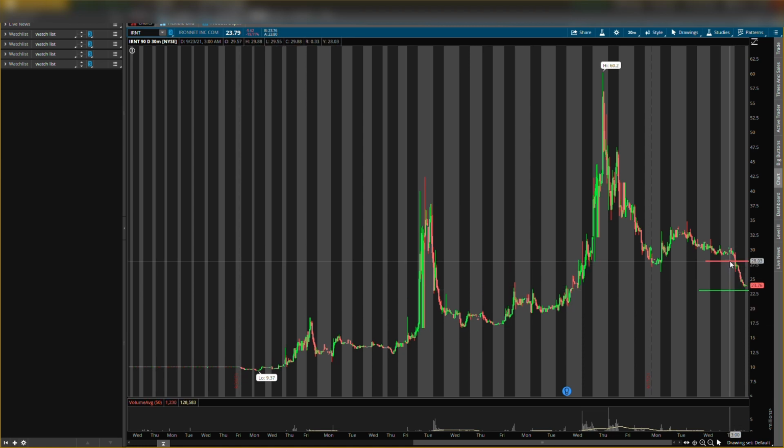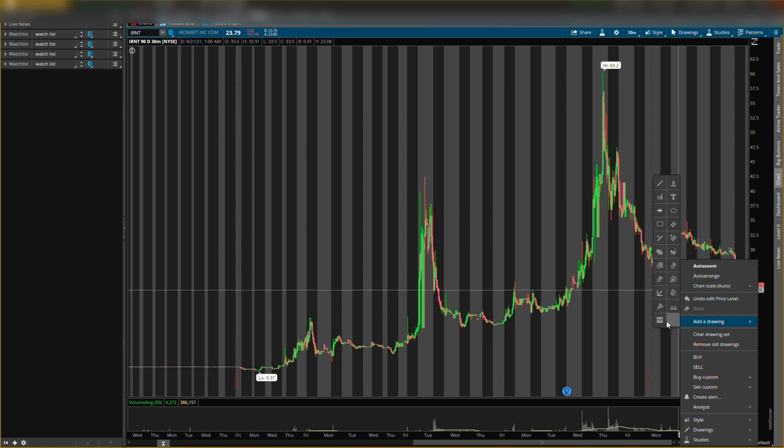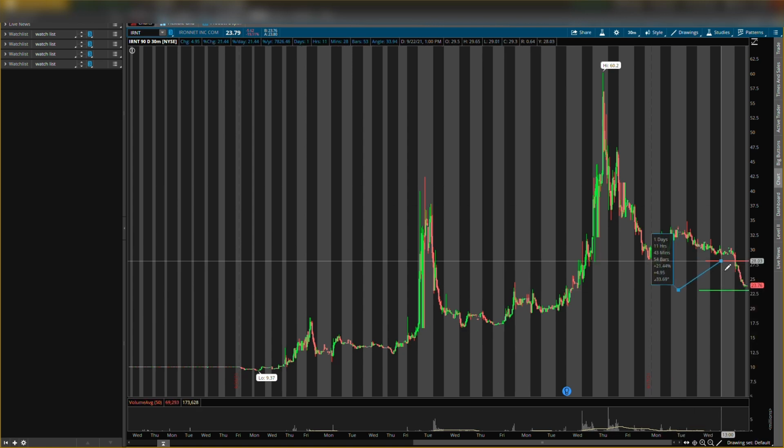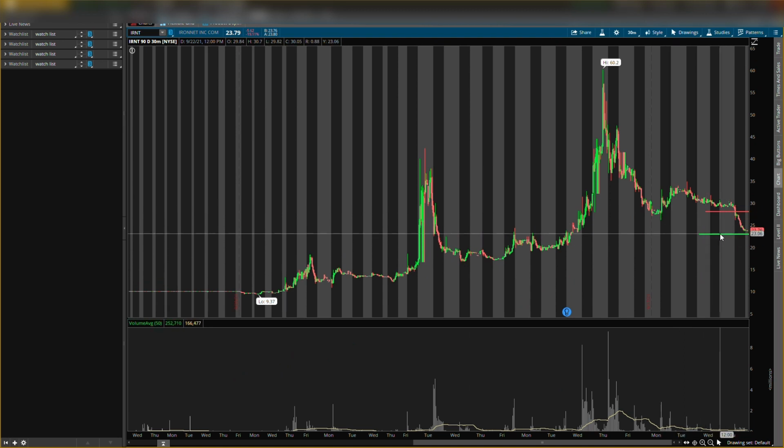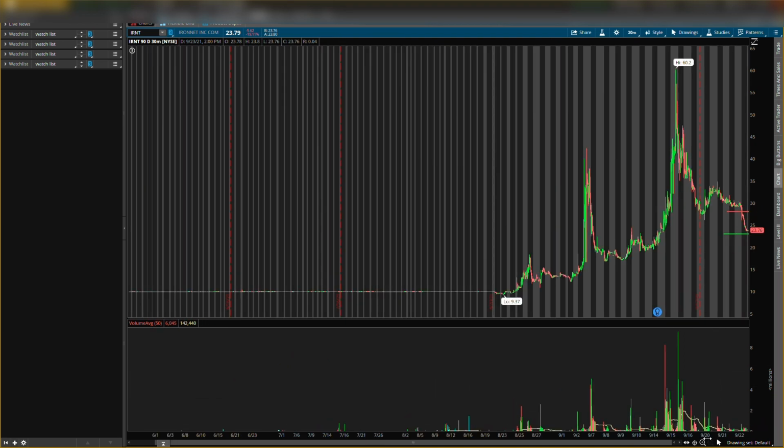So buying low around 23, exit is around 28. Entry to exit, about a 21% scalp play. Very possible scalp play. We just need that buying pressure around that $23 level. And that's ticker symbol IRNT for IronNet.